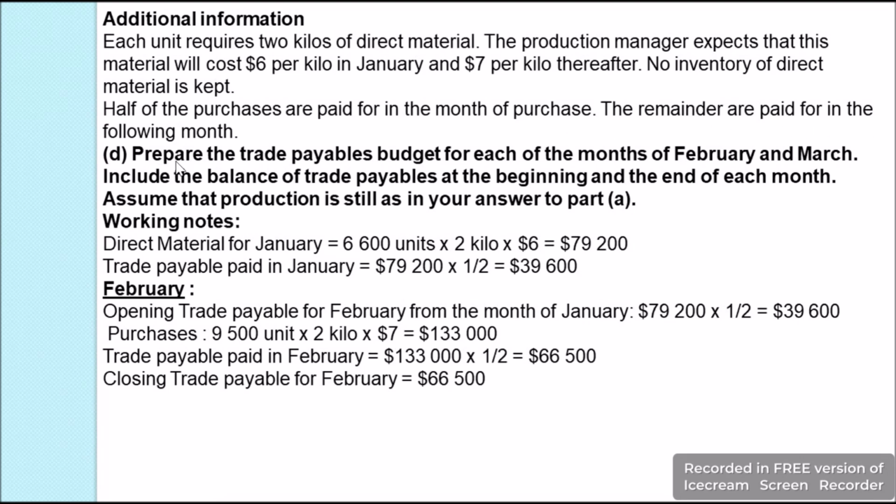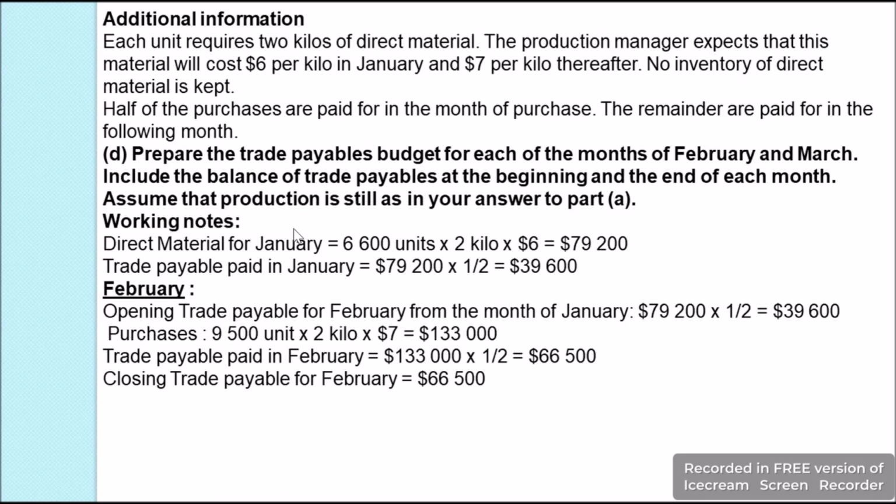In the D bit of the question, we are asked to prepare the trade payables budget for each of the months of Feb and March. Include the balance of trade payables at the beginning and the end of each month. Assume the production is still as in your answer of part A.